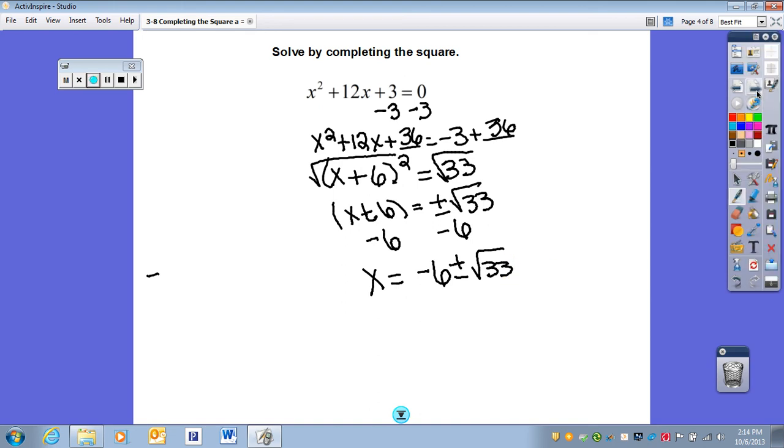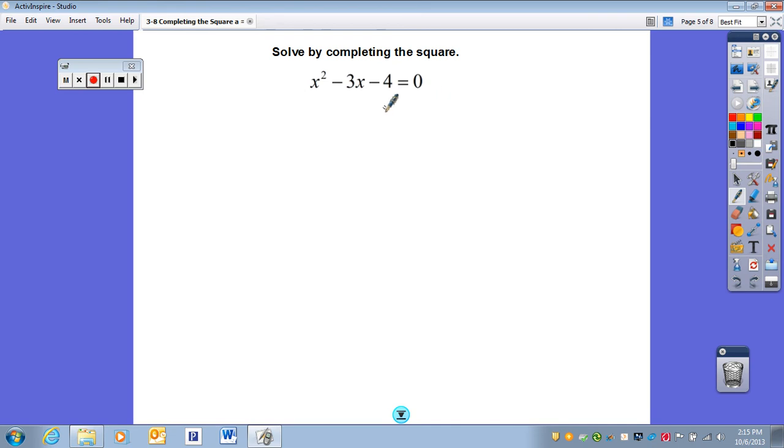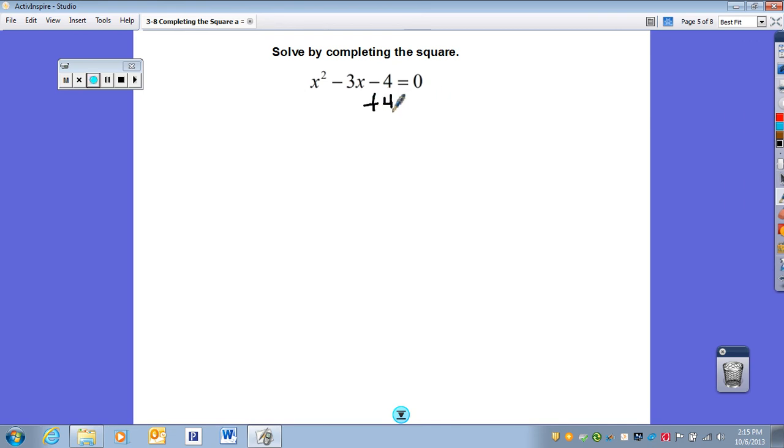Let's try another one. Let's add 4 to both sides. So we have x squared minus 3x plus blank equals 4 plus blank. Now we're going to take our b and we're going to divide it by 2. So negative 3 divided by 2 would be negative 1.5, but I suggest that you leave it as an improper fraction, and you'll see in just a moment why. So we have negative 3 over 2, and when we square that, we get 9 over 4. And we're going to add 9 over 4 to both sides.